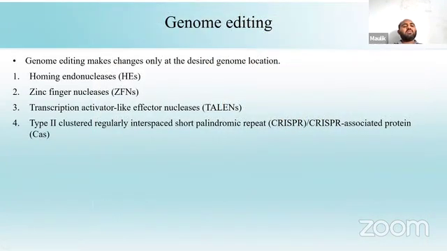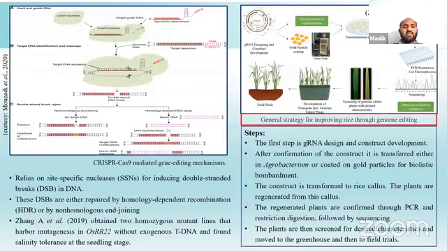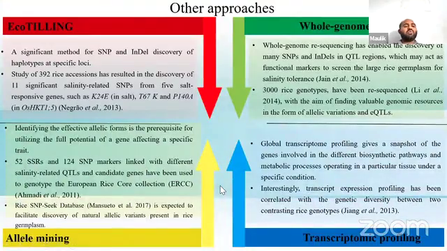Another is genome editing. Genome editing includes homing endonuclease, zinc finger nuclease, TALEN, and CRISPR-Cas9. Time is very short, so I am going forward fast. If there is any question, these genome editing techniques are about how to edit the rice genome to develop a stress tolerant variety. Other approaches are eco-TILLING, allele mining, whole genome resequencing, and transcriptome.